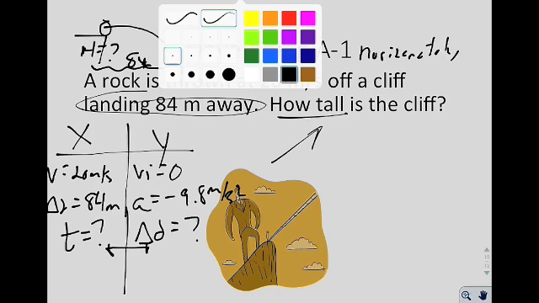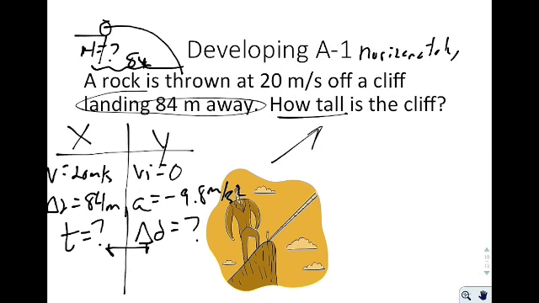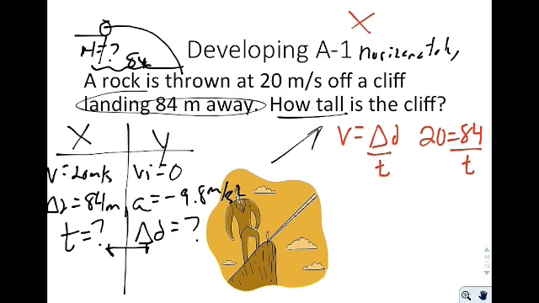So we're going to go ahead and change colors real quick just to say that we're doing x. So here's x. Because it's x, there is only one equation, velocity equals displacement over time. That is the only equation we're going to use for projectile motion when we talk about horizontal motion. So here you would have 20 equals 84 divided by t. You would multiply both sides by t, you would divide both sides by 20.